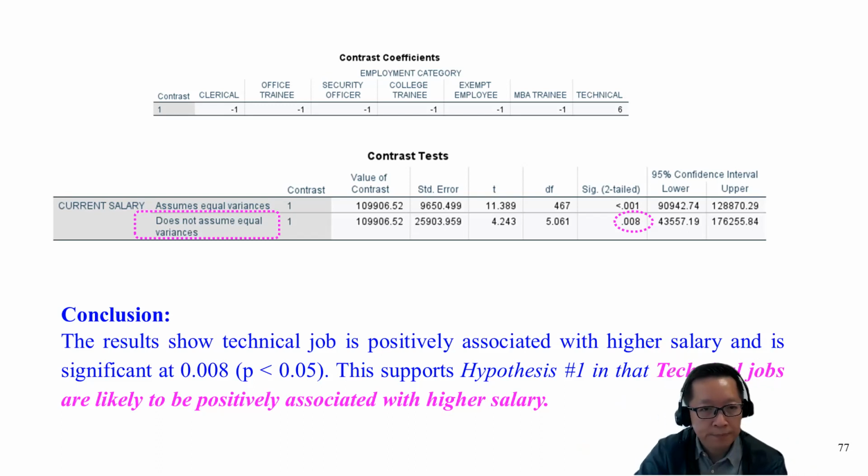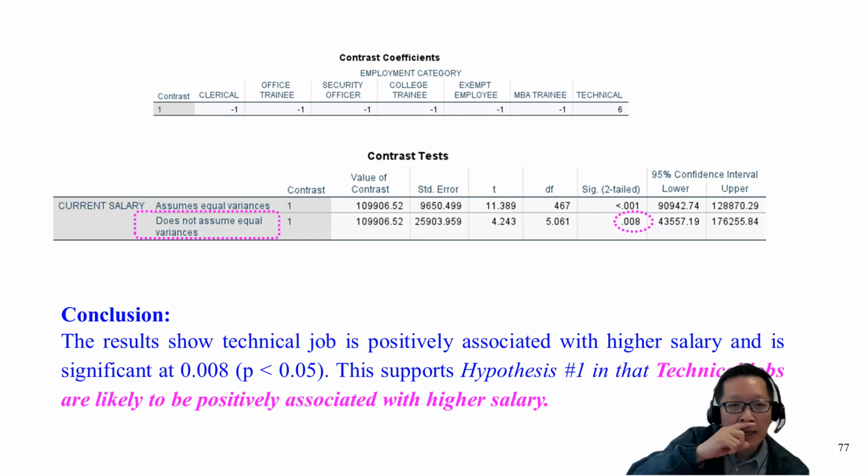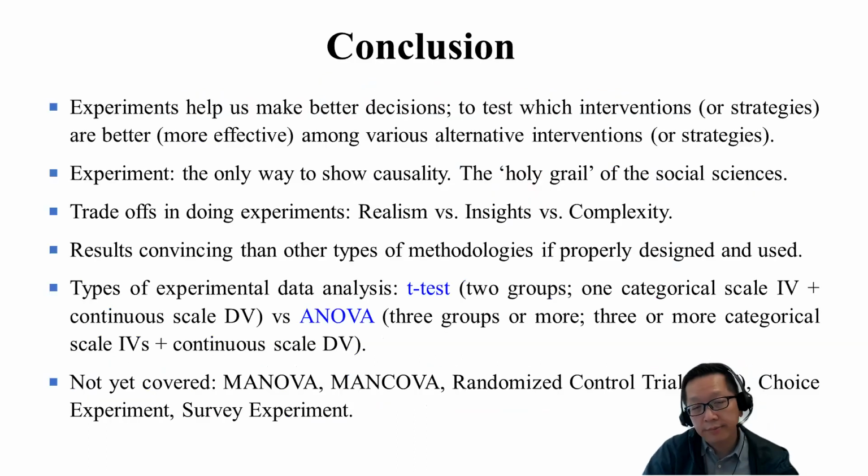Because it's significant, remember the previous test, the Levene test, is statistically significant, then you go for this, you choose the does not assume equal variances, and that is how you report it. So for example, you say the results show that technical job is positively associated with high salary and is significant at 0.008, or lesser than 0.005, and this supports that the technical jobs are likely to be positively associated with a higher salary. That's it.